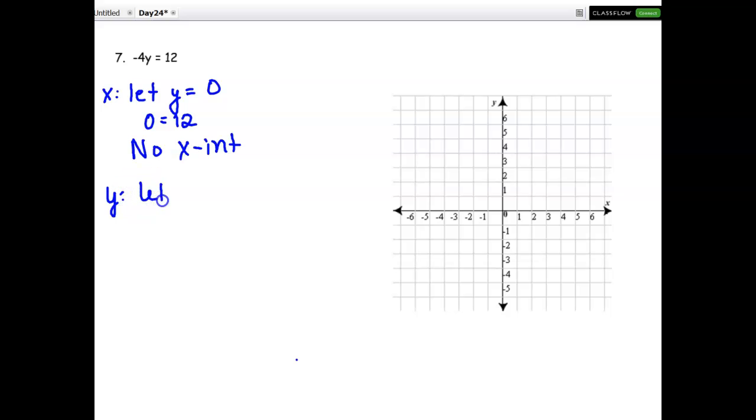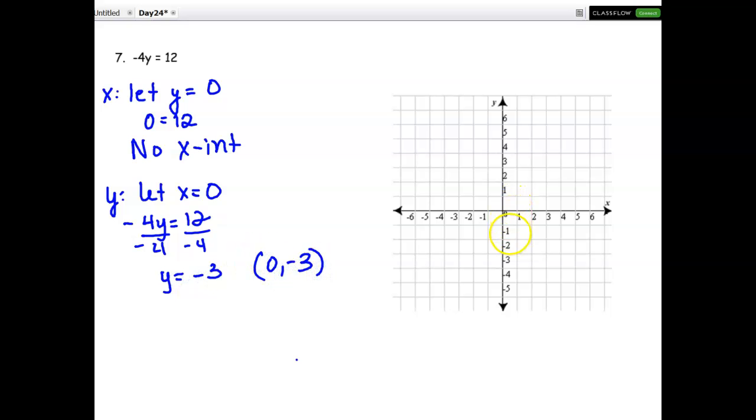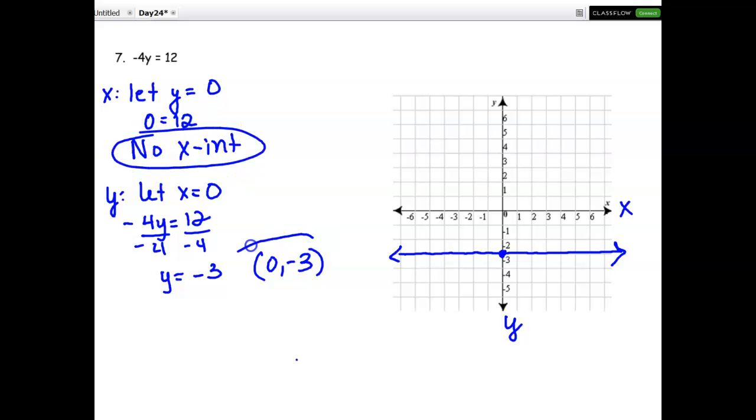So with our y, we let our x be equal to 0, but there's no x, so we're left with negative 4y is equal to 12. We divide by negative 4, and our y is equal to negative 3. So our y-intercept is at (0, negative 3). So right here on the y-axis, we go down to 1, 2, 3. And because there is no x-intercept, it never crosses the x-axis. That means it's actually going to be a horizontal line. So if you just have the y variable, you're going to have a horizontal line. And there is no x-intercept, but this would be the y-intercept.